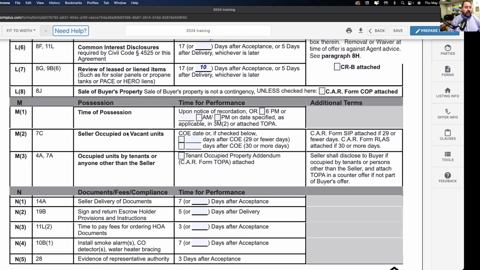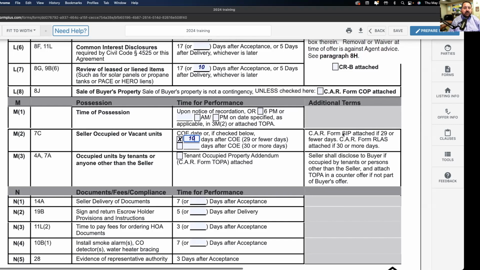If there's a seller-occupied property, then most of the time I have to give sellers time after close of escrow. I would say if it is a seller that is not purchasing a replacement property, it would be 3 days after close of escrow. If it is somebody that's purchasing a replacement property, right? This is contingent on the seller purchasing a replacement property. And we usually know that prior to writing the offers. I would give them 10 days after close of escrow. And if that's the case, then I have to include the form SIP.